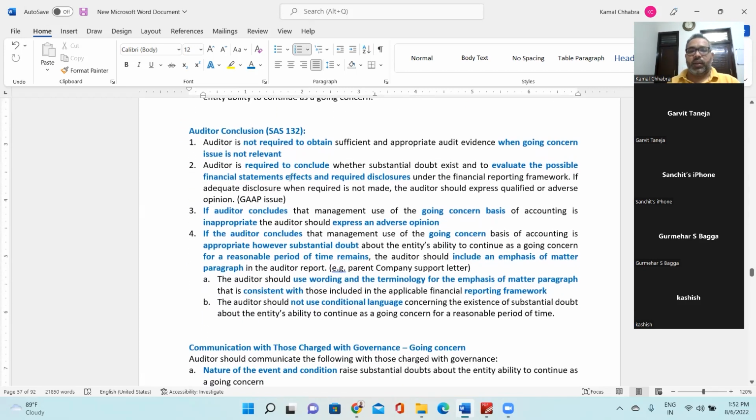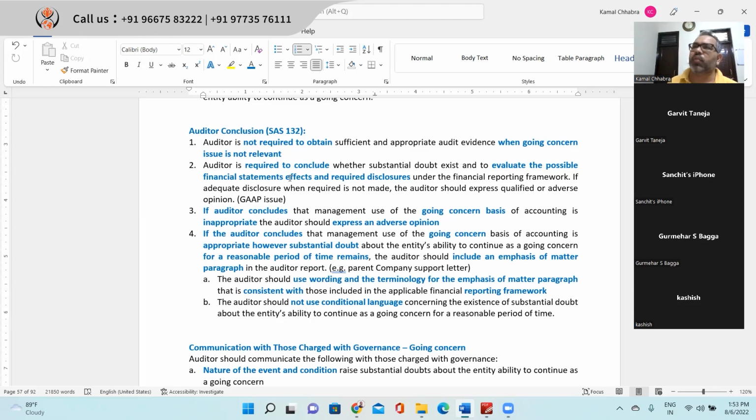Coming to the auditor conclusion. Auditor is not required to obtain sufficient and appropriate audit evidence when going concern as issue is not relevant. So you'll be taking only the relevant or sufficient appropriate evidence when there is an issue to the going concern assumption. If there is no issue, then you are not required to dig unnecessarily. Make sense?